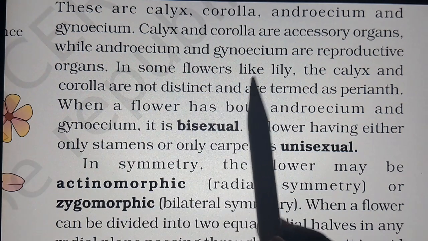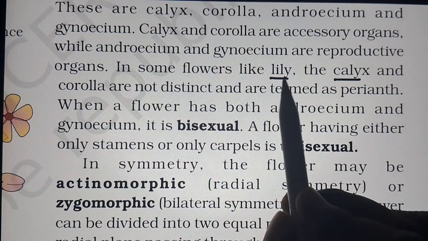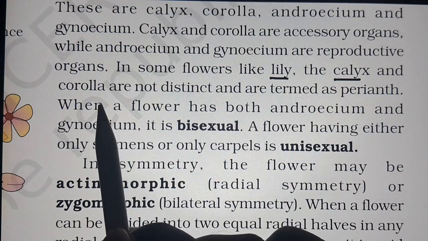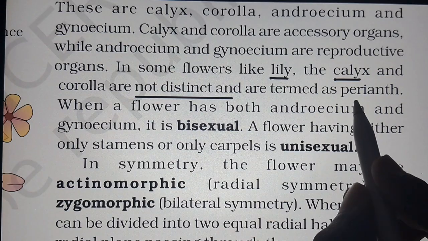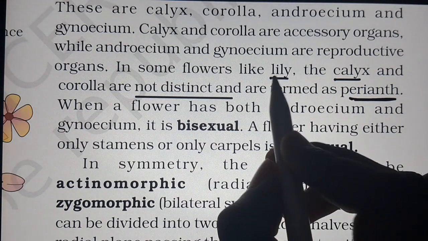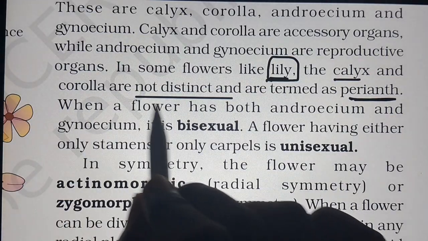In some flowers like lily, the calyx and corolla are not distinct. They are termed as a perianth. Okay, the example is lily, where the calyx and corolla are not distinct.